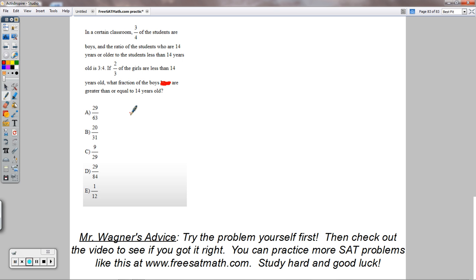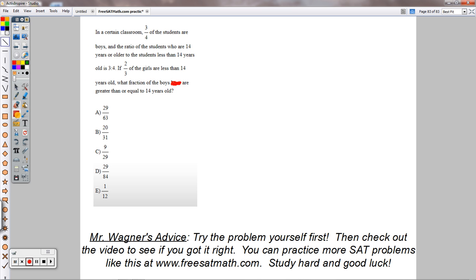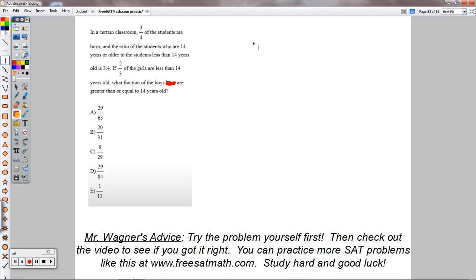Notice it doesn't say exactly how many students we have in this classroom. It just says these certain fractions and ratios. There's a lot going on here. So I think a table is an excellent way to approach this problem, making a table.